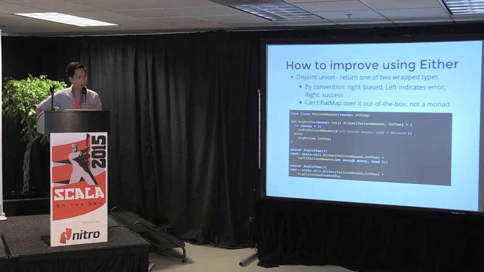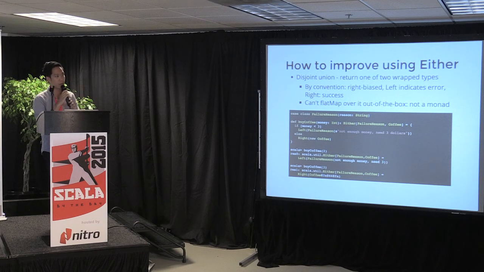By convention, people have adopted that right bias means it's the value they expect. Left indicates an error. However, you cannot flatMap over this because the Scala standard library Either implementation is not biased. So you'd have to pick a side, and you'd have to enforce this in your own code somehow. There are various solutions to this. One that I can think of off the top of my head is using an implicit class to force a right projection.